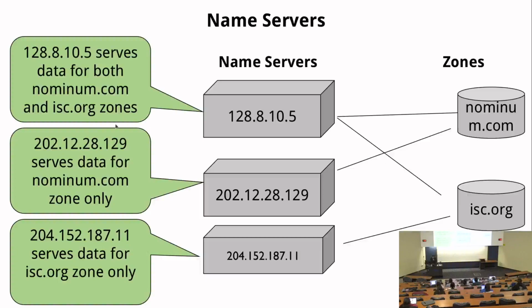For example, here we have two zones. One is isa.org, which is an organization. Then there's another, nominum.com, which is a company. And there could be some name servers in charge of the mapping inside those zones.